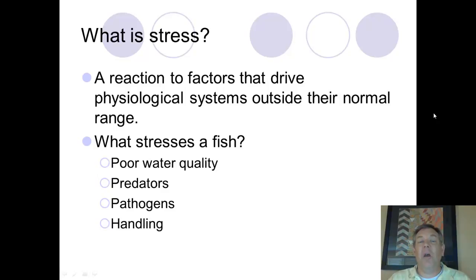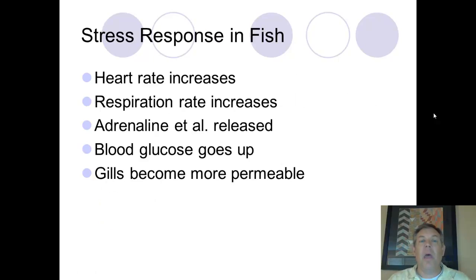In fish, the most common things that are going to stress a fish are poor water quality, predators, pathogens, so if they're sick, or if you handle them, pulling them out of the water and handling them, which would be very similar in their mind to probably a predator. The point here is these are common things that cause a stress response in fish. And no matter what the stressor, the fish tend to always respond in a similar manner. And that's called the generalized stress response.